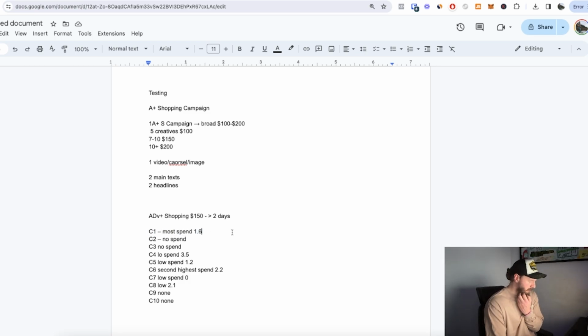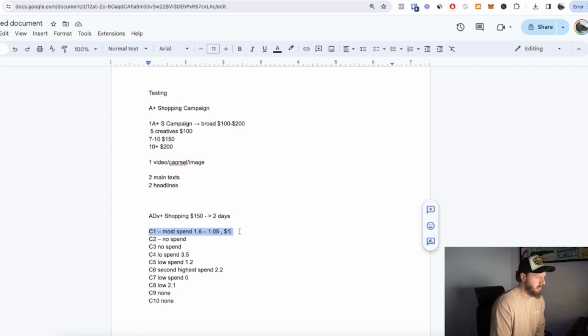Well, you gotta look at some other metrics to see what's actually happening inside that funnel. So let's say it's got a low frequency, like 1.05, and a decent CPC, let's just say $1. What that means is this is going to completely new people who may have never seen your brand before.